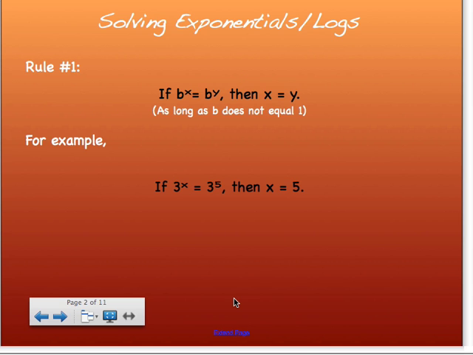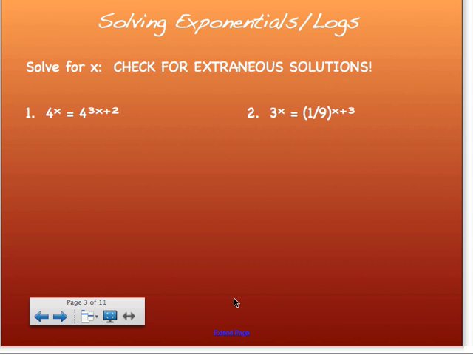Rule number one says if b to the x equals b to the y, then x has to equal y. In other words, if I have two exponentials, b to the x and b to the y, if the bases are the same, notice that the b and b are the same, then it must be true that the exponents must also be the same. In this case, x must equal y. So for example, on the bottom of the screen it says, if 3 to the x is equal to 3 to the fifth, if the bases are the same at 3, then it must mean that x has to equal 5. Pretty simple. Now let's go ahead and try and apply it.